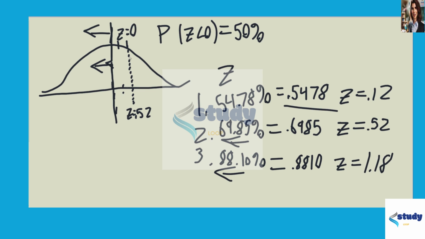Again, if I'm looking at my normal curve, 1.18 might be over here. So 88% of the area under this curve is going to be to the left of that z-score of 1.18. So that's how I can determine a z-score given a certain percentage of the area under a curve to the left of that z-score.